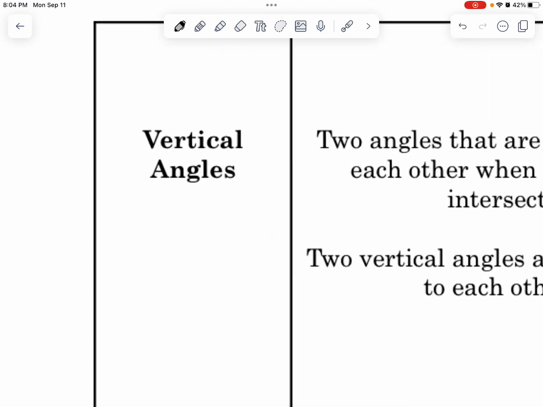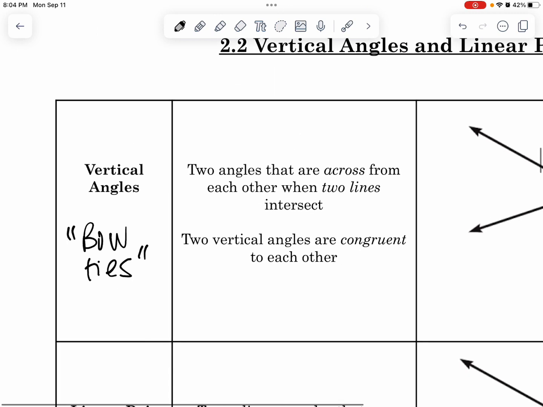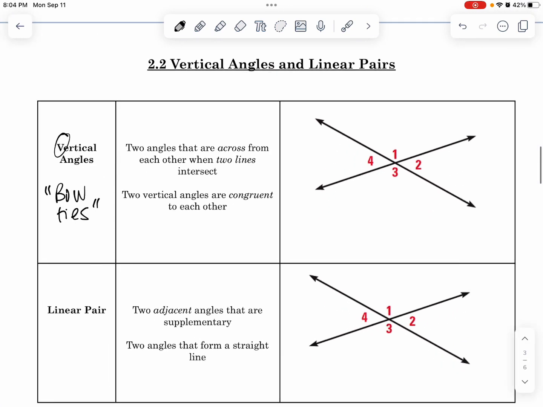Vertical angles, I like to refer to these guys as bow ties. Or you can look at the V's. They form V's together. They are two angles that are across from each other. Keyword. And it's when two lines intersect and they are congruent. So what the heck does all of that mean? So let's look at this line right here.